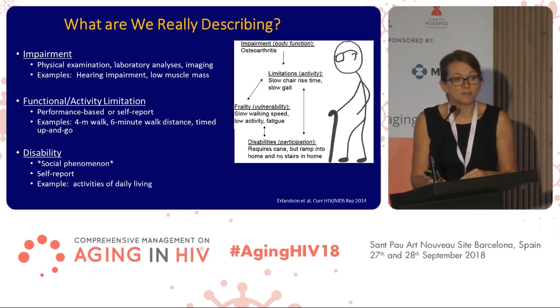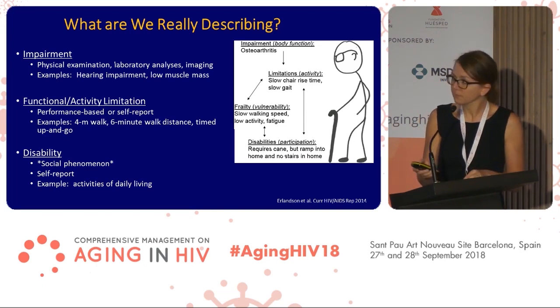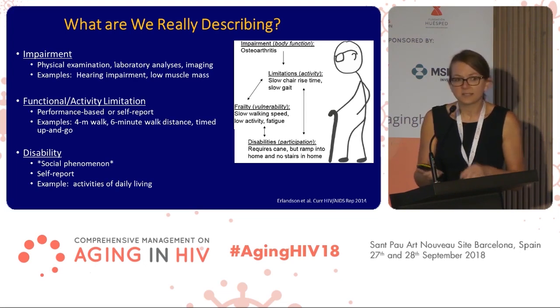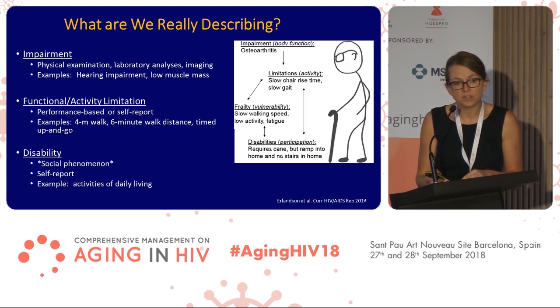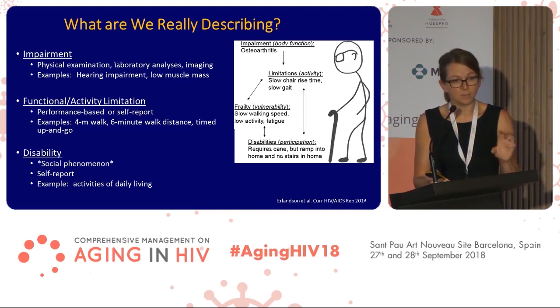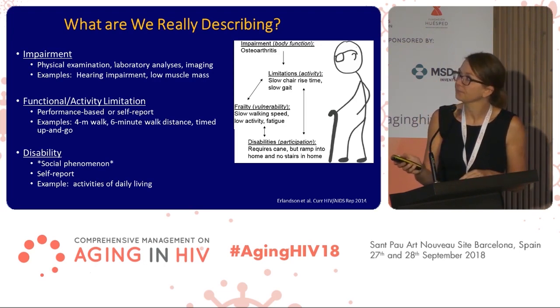Another example might be if someone has severe problems going up and down stairs, they may have a lot of limitation in their daily activity. However, if they live in a home where there aren't any stairs, then it may not be an issue at all. Importantly, as you can see from this figure, frailty is kind of a separate aspect. It's probably related to functional activity limitations and related to disability, but it implies more of a vulnerability, and it's a separate issue that may or may not be directly related to disability.